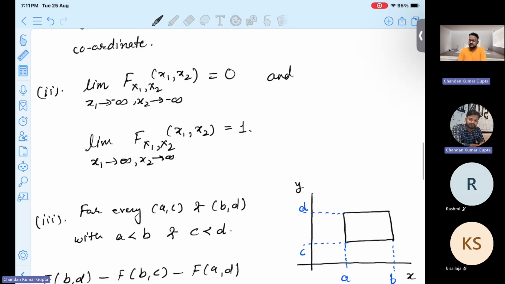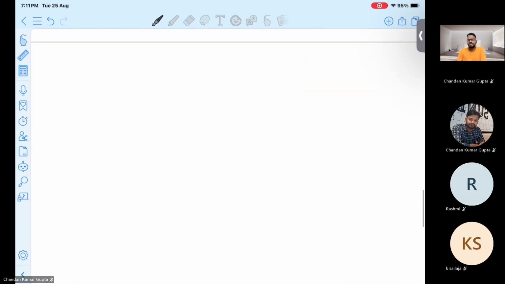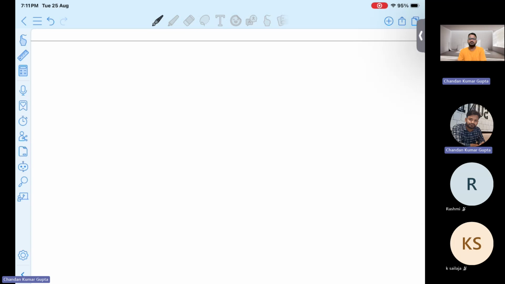Okay. So this is the definition. These are already discussed in the lectures. Okay. If you have any doubt, please let me know.